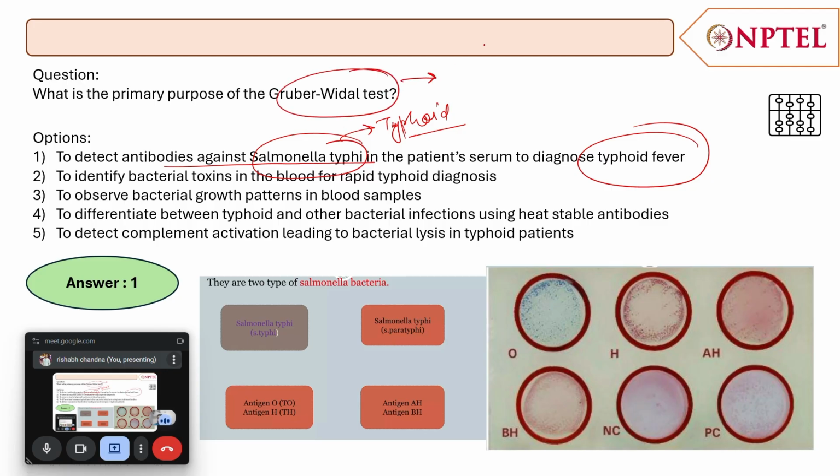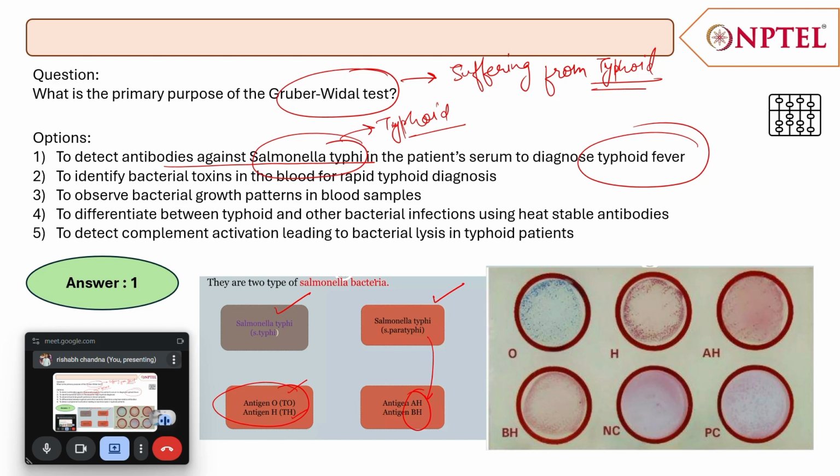So the Gruber-Vidal test is basically used to detect whether the patient is suffering from typhoid or not. Typhoid is caused by a bacteria called Salmonella. It has two strains, Salmonella typhi and Salmonella paratyphi. Salmonella typhi expresses two antigens, antigen O and antigen TH. Then we have Salmonella paratyphi that expresses antigen AH and antigen BH.